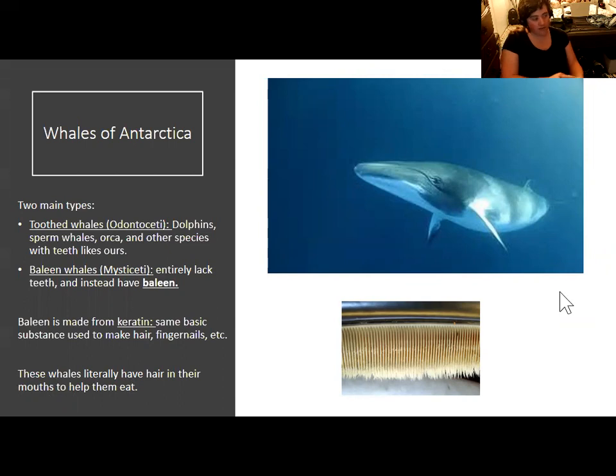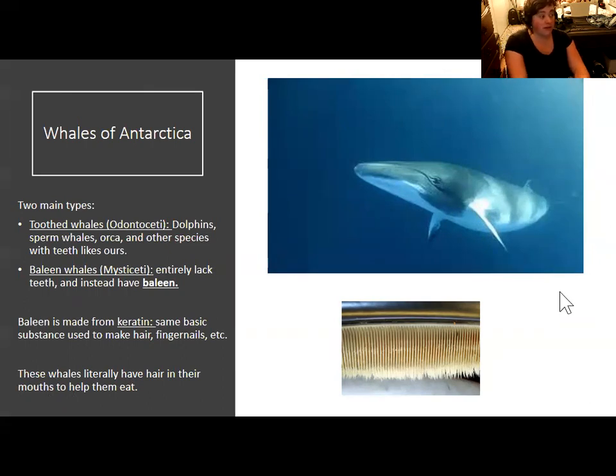Dolphins have teeth they use to catch fish. The other group, known as the baleen whales, have lost their teeth. Instead of having teeth in their mouth, they have hair growing in their mouth, or more accurately, baleen, which is a fibrous substance made of keratin. And keratin is a compound that makes up our fingernails, as well as hair. It makes up baleen too, and rhino horns also.